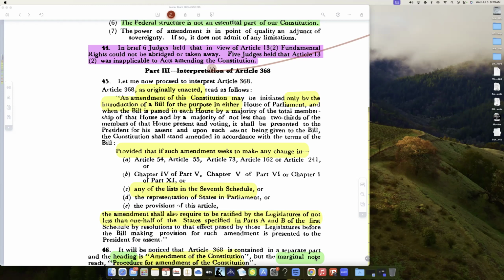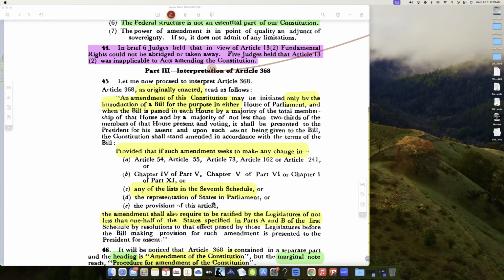Now, keeping that in backdrop, let's see what original 368 was, how it was interpreted in IC Golaknath, and how it will travel. What question would arise in Keshavananda Bharati? Whether it would be a question of power being provided under 368, or what would be the extent of power. 368 in Keshavananda Bharati revolves mostly on the concept of whether the federal structure can be disturbed by resorting to amendment. So how that reasoning would develop is what would be clear in part 3.